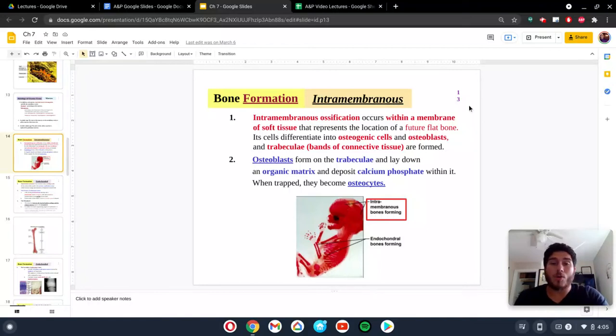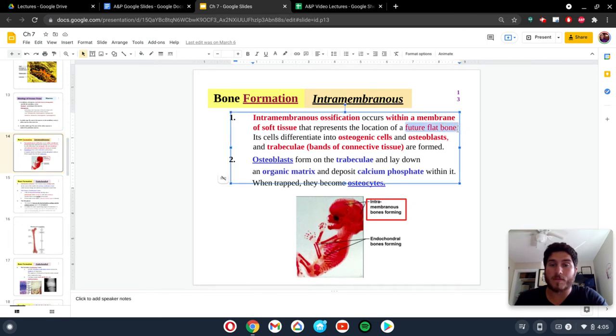Hey everybody. So this video here is going to be discussing how bones are formed, specifically intramembranous ossification. There's going to be two different videos on the two different ways that our bones are actually going to form. So it depends on what kind of bones we're talking about. In this case, we're going to be talking about intramembranous ossification, which is future flat bones. All right.